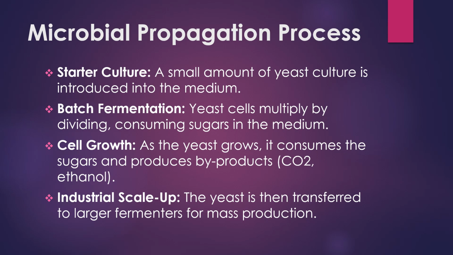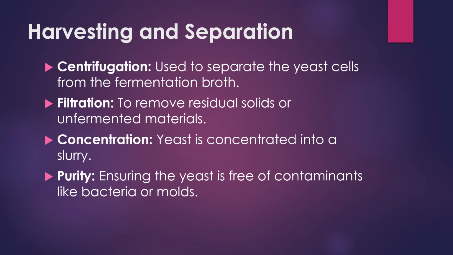Batch fermentation: yeast cells multiply by dividing and consuming sugars in the medium. Then cell growth: as the yeast grows, it consumes sugars and produces byproducts such as carbon dioxide and ethanol. Industrial scale up: the yeast is then transferred to a larger fermenter for mass production. By this cultivation process, Saccharomyces cerevisiae is multiplied.